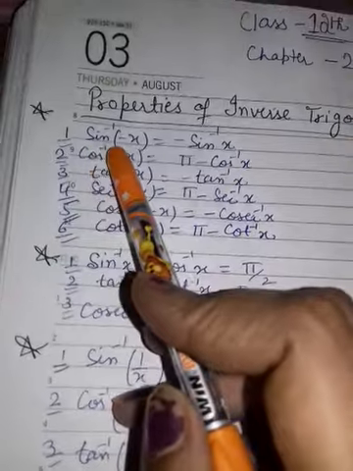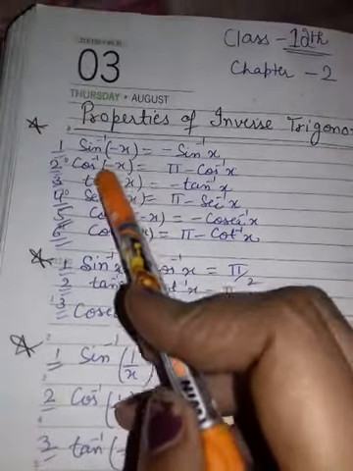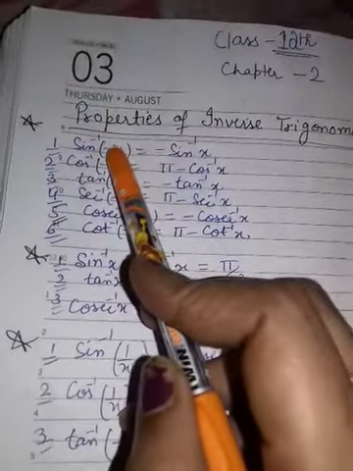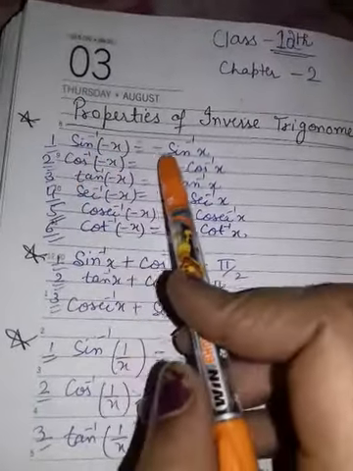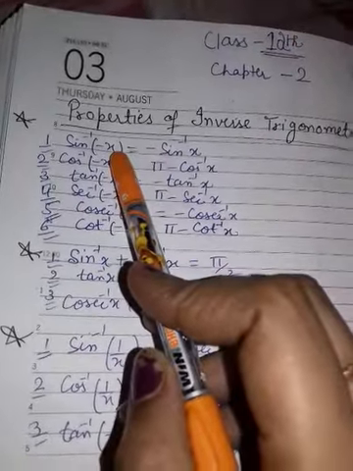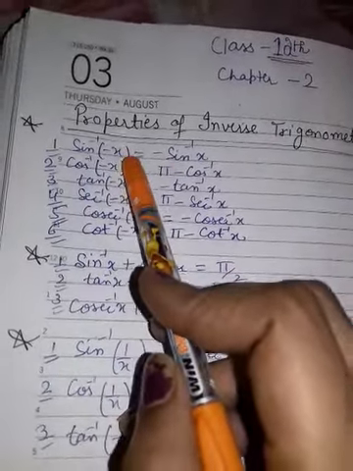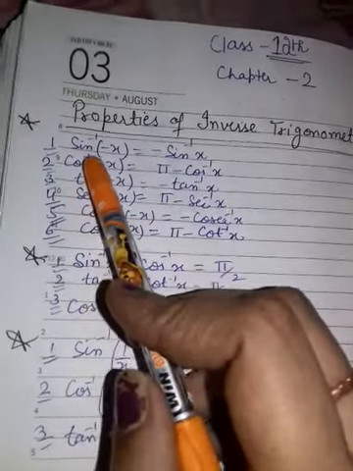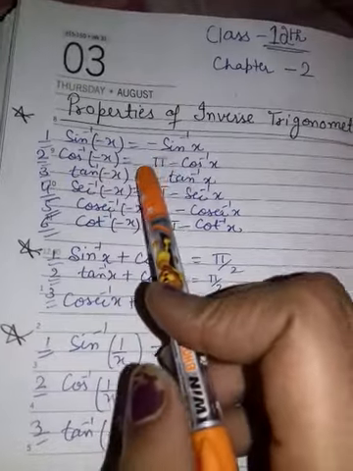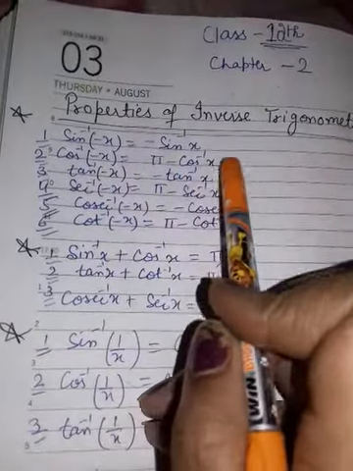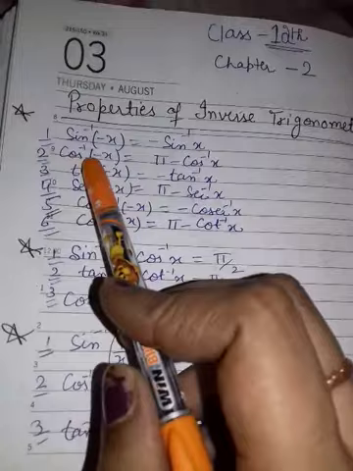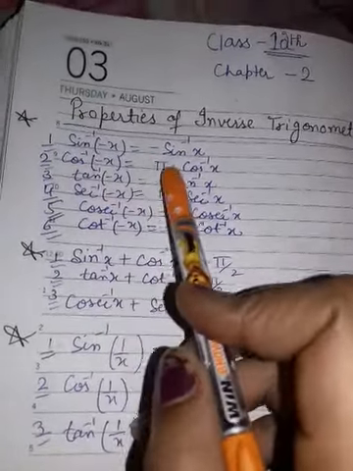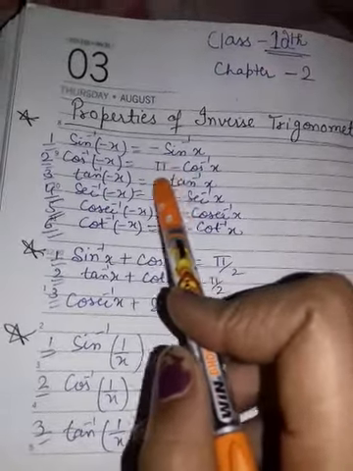First one is sin inverse of minus x. If your inverse function has a negative sign, then the minus can be taken out; x can be anything, but if the negative sign is there, you can write it by taking it common. Then cos inverse of minus x is equal to pi minus cos inverse x. Means for the cos function, when there is a negative sign, you have to remove it and take pi with that.